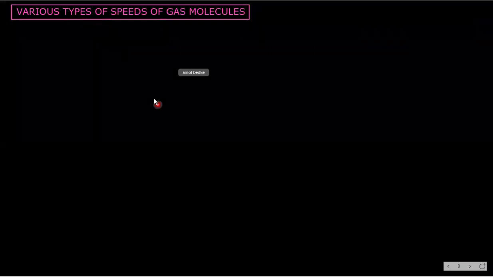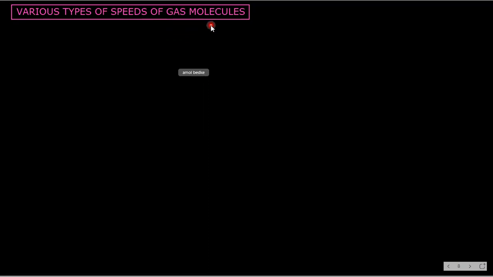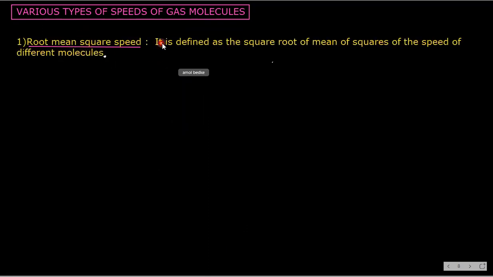So let's move ahead. Now next one, various types of speeds of gas molecules. First one, that is root mean square speed, and it is defined as the square root of mean of squares of the speed of different molecules. See here, Vrms is equal to under root of V1 square plus V2 square plus V3 square and so on by n, and it is equal to under root V bar whole square.